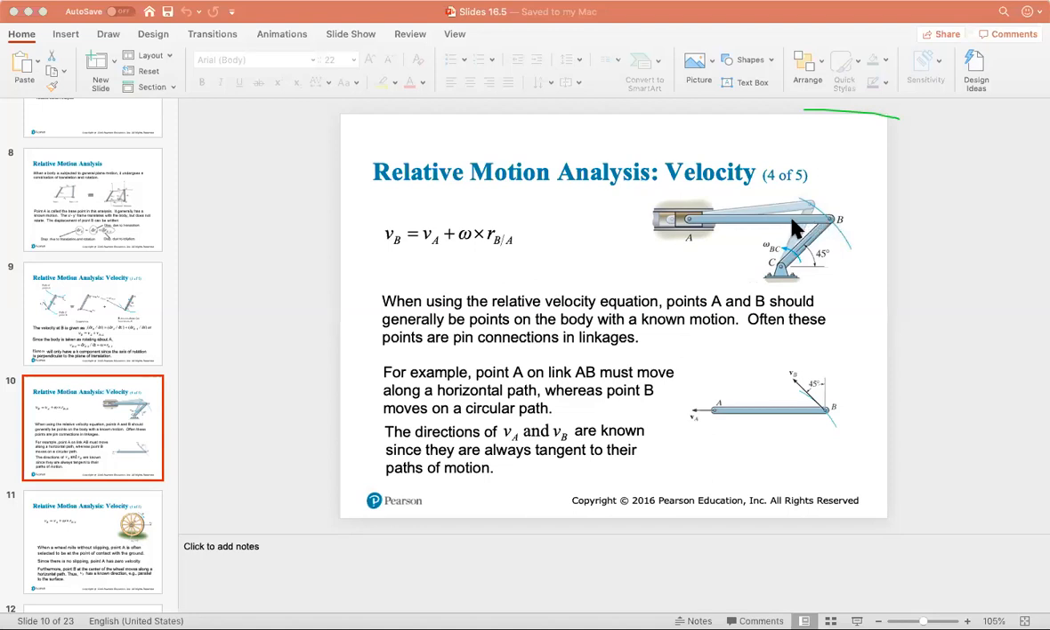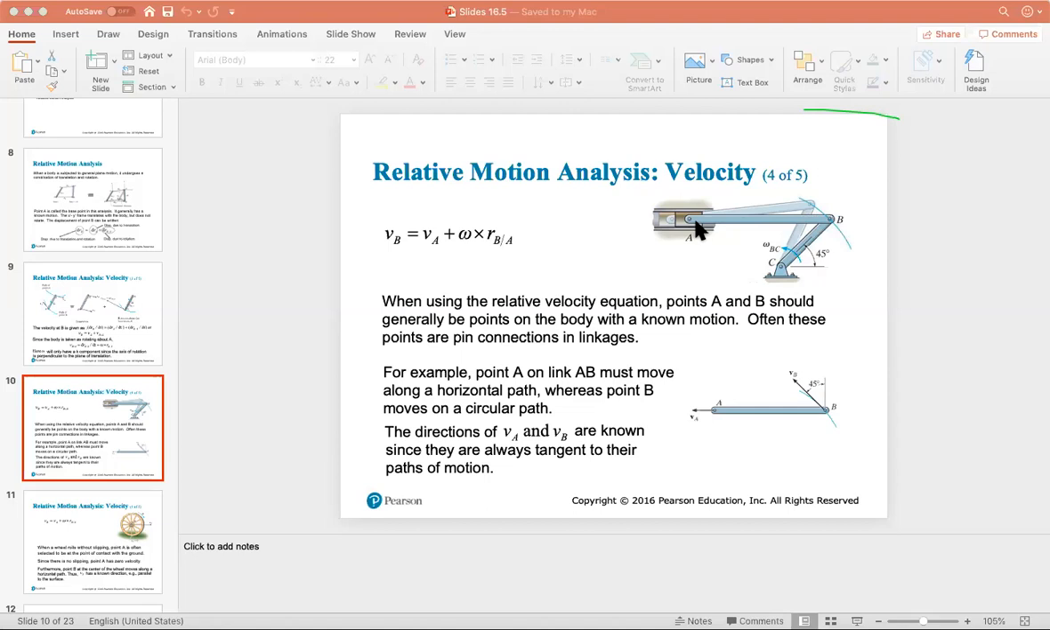So if you were trying to do a relative motion analysis, what they're indicating, well, either way, you could say then that the velocity of B would be the velocity of A plus the relative velocity. So in this picture, what you might imagine doing is trying to figure out the angular velocity of the bar from A to B. That might be a typical problem.